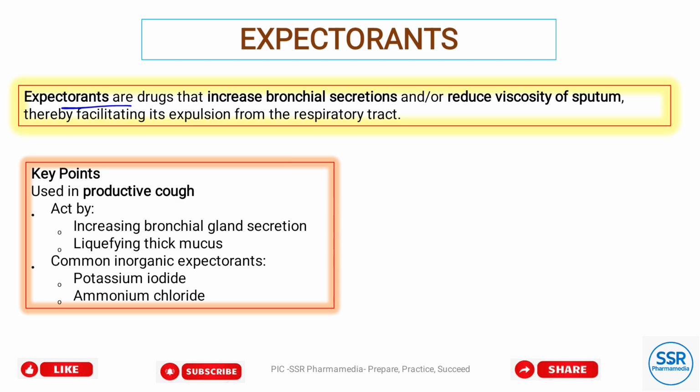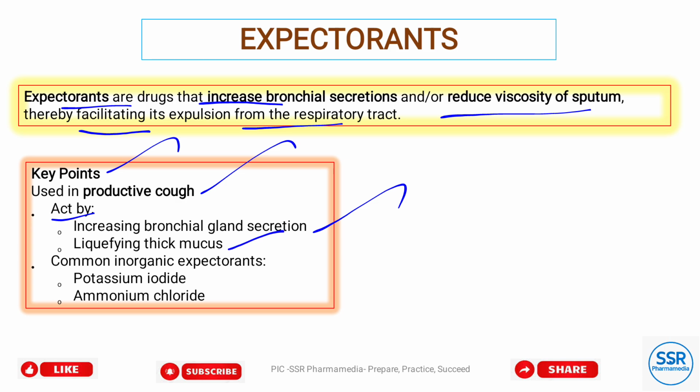What is an expectorant? Expectorants are drugs that increase bronchial secretions or reduce the viscosity of sputum, thereby facilitating its expulsion from the respiratory tract. It is used in protective cough, and its mechanism of action is increasing bronchial gland secretion, thereby liquefying the thick sputum or mucus. Common inorganic expectorants are potassium iodide and ammonium chloride.